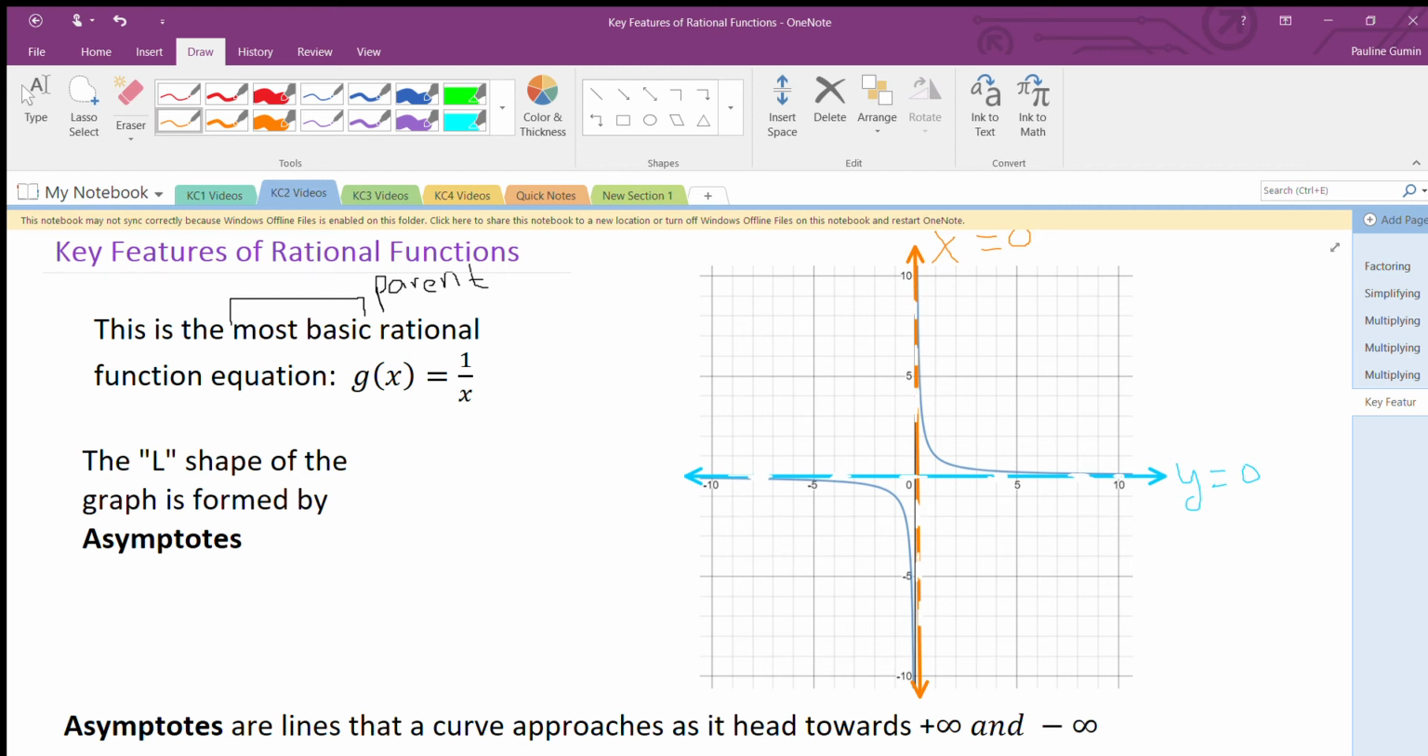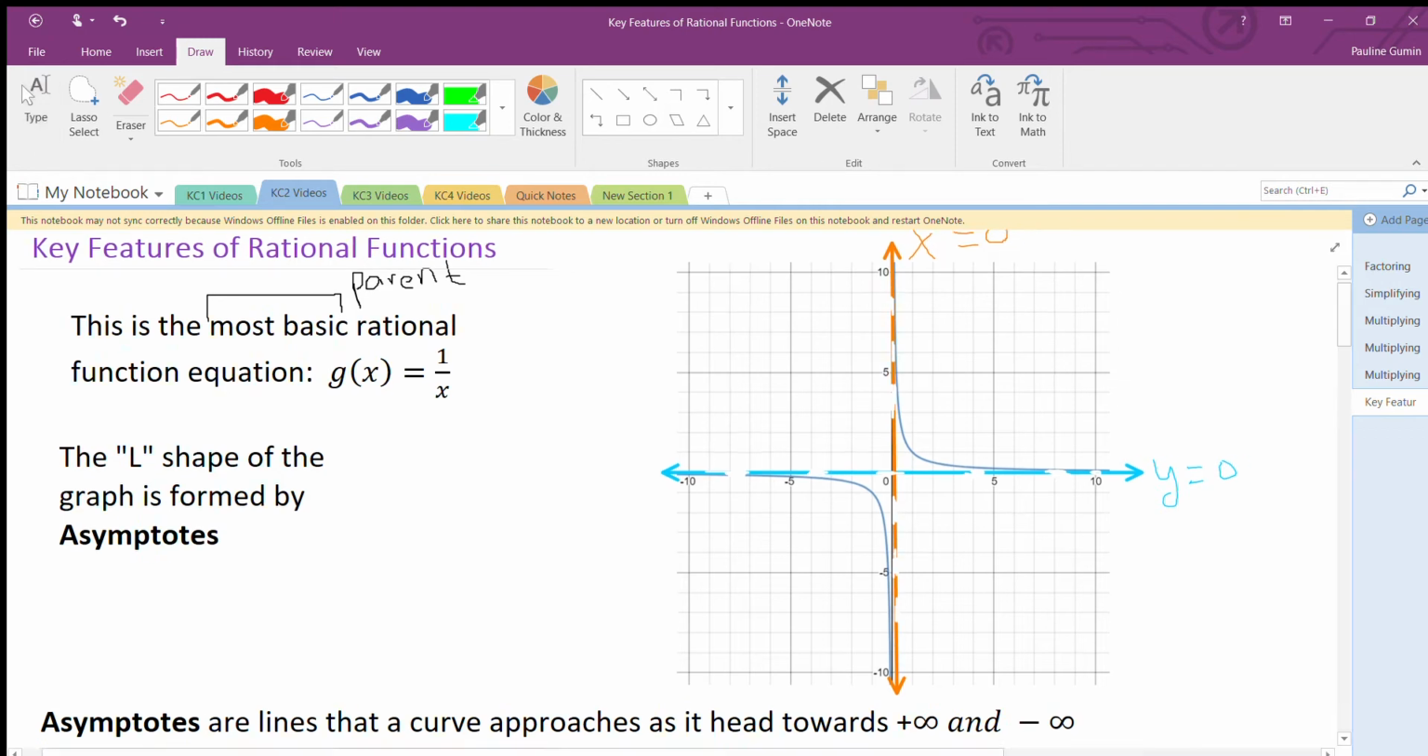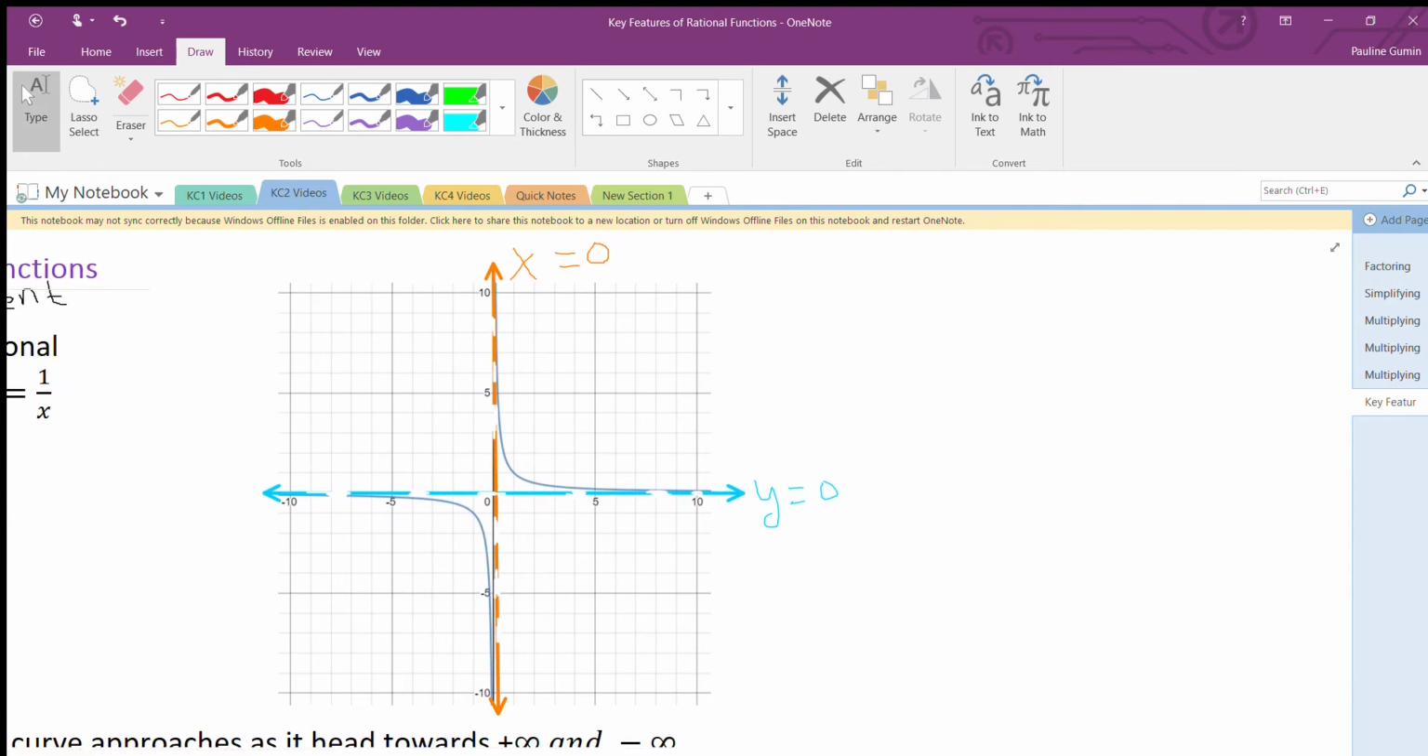Hello, hello! Let's talk about domain, range, and the end behavior of rational functions. All right, let's begin by looking at the parent graph and seeing what's happening there.